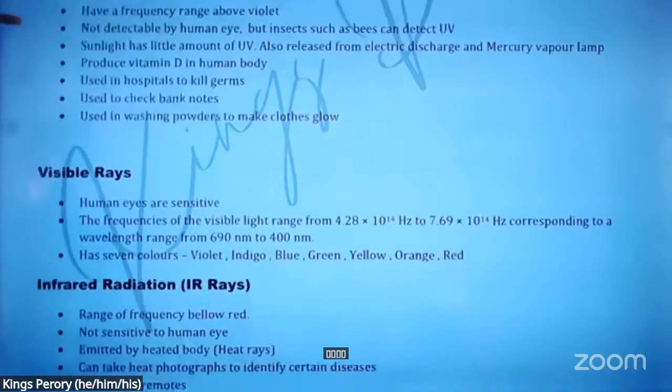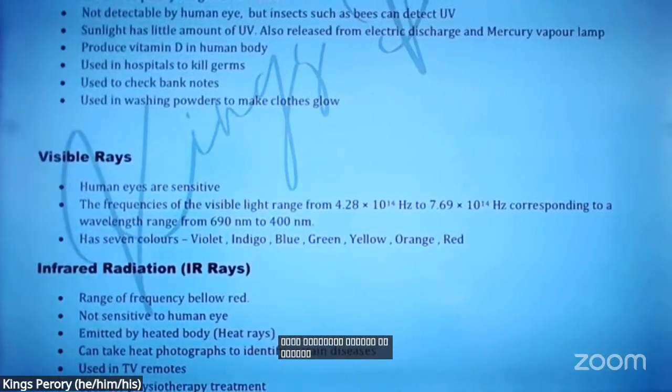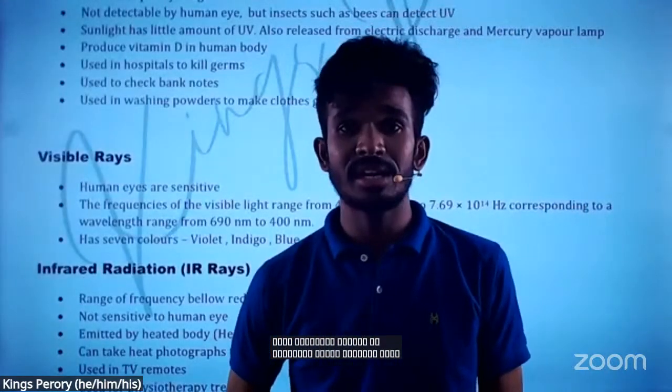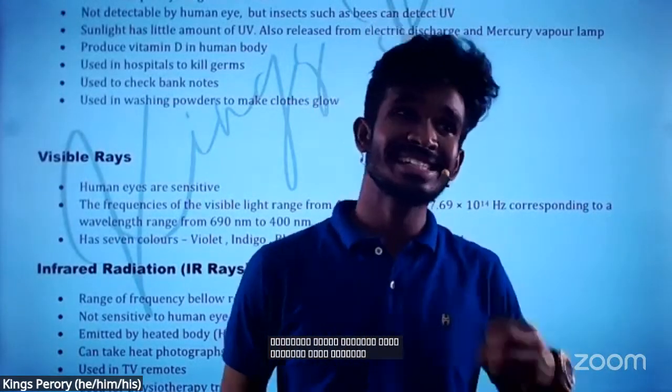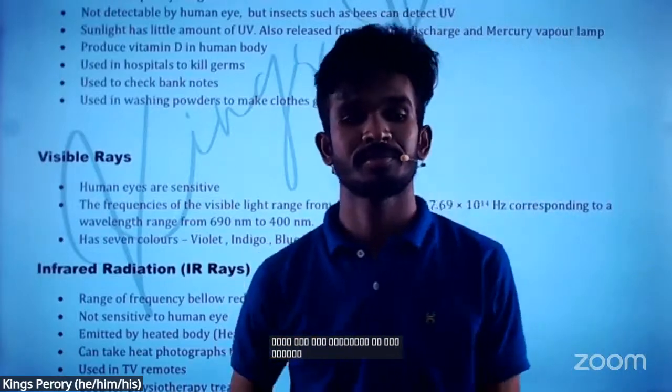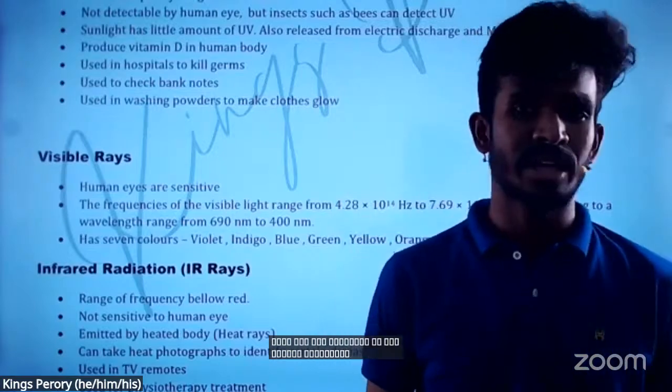Right. Next, going to visible light. Visible light is the electromagnetic wave that is visible to our naked eye. It contains 7 colors. Can you remember the 7 colors?